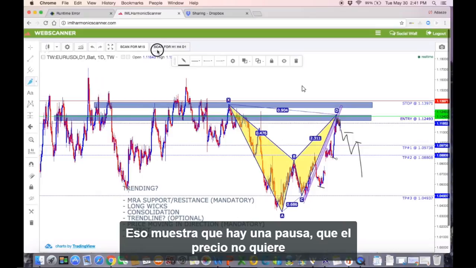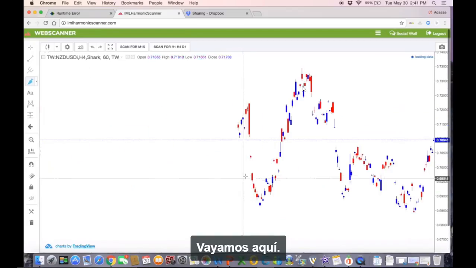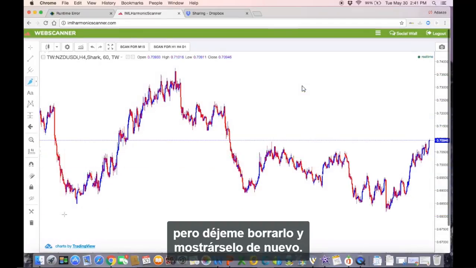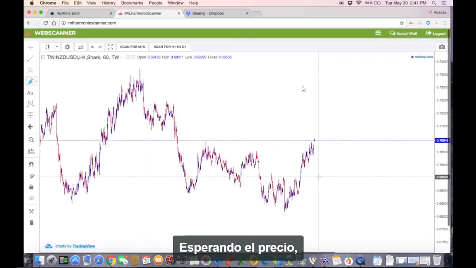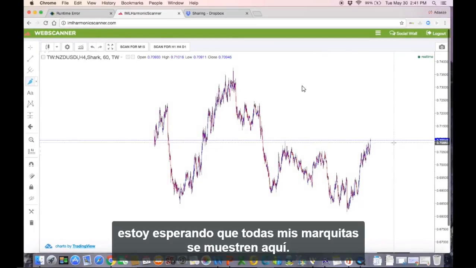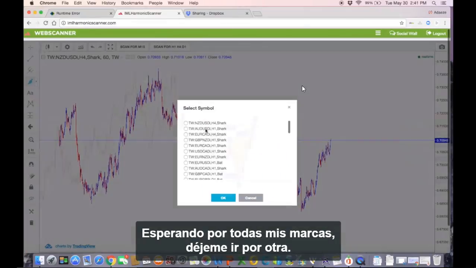That price is not wanting to go up any higher. Let's look at NZD USD. This is one I already drew up, but let me erase it and show you again. Okay, waiting for price. I'm waiting for all my little marks to show here. Waiting for all my marks. Let me go to another one.